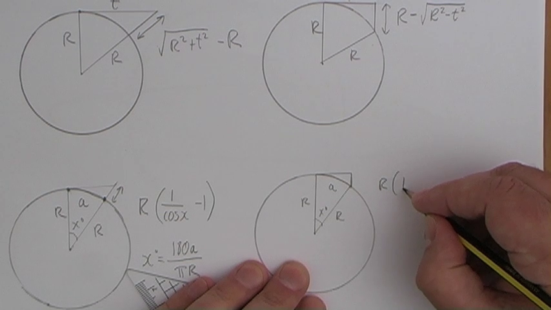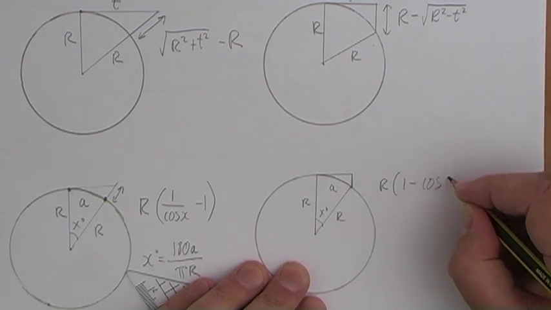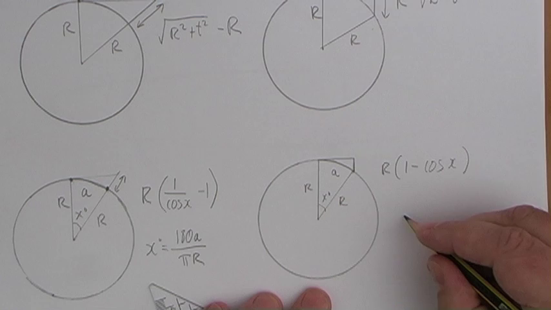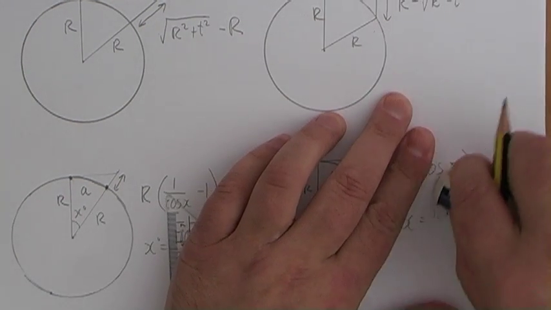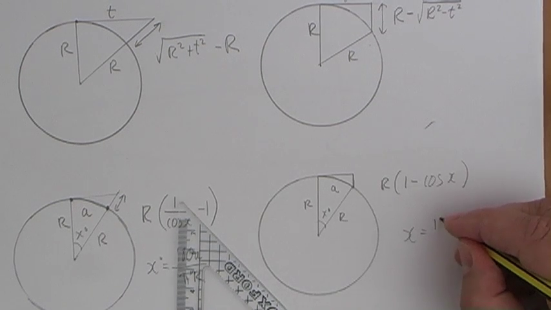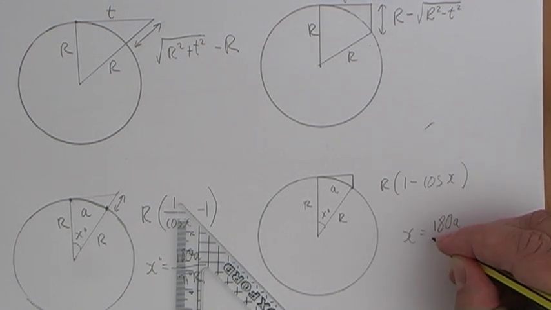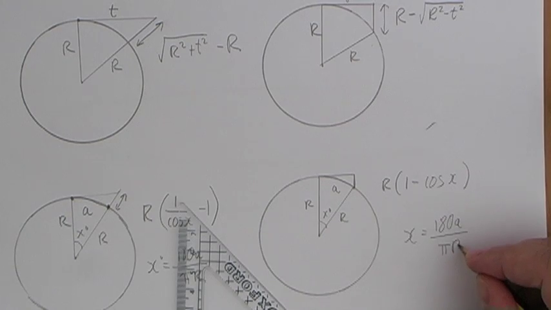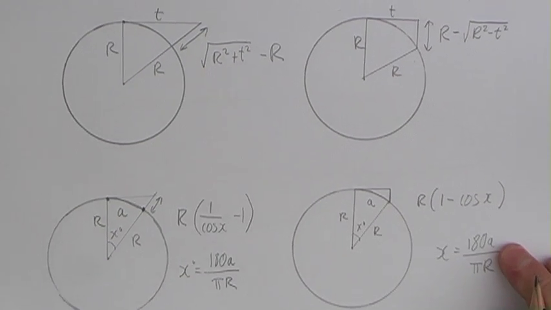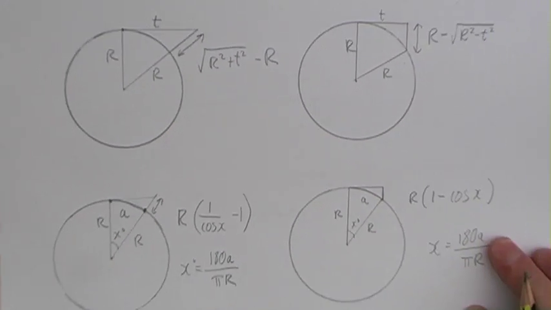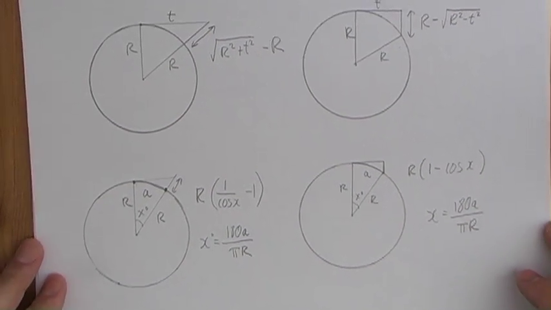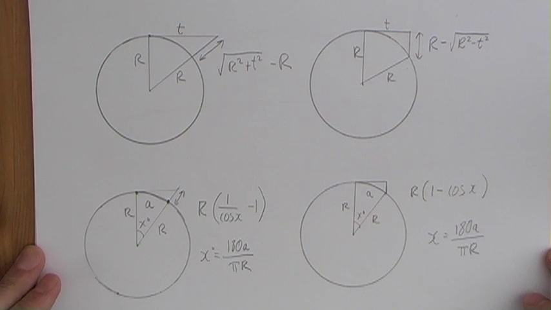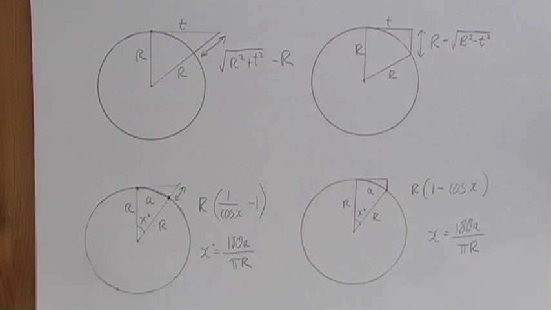Well, this one is given by, now again, that's angle x, that's r, it's given by r times 1 minus the cosine of x, where x equals 180a over pi r. So those are your 4 formulas for calculating the drop down, depending on how you're defining it, depending on how you're thinking about what it actually means. So there's 4 different concepts of drop down.